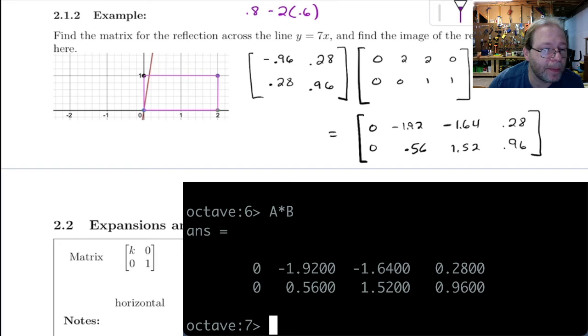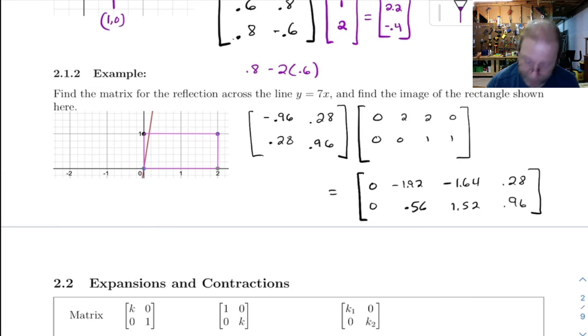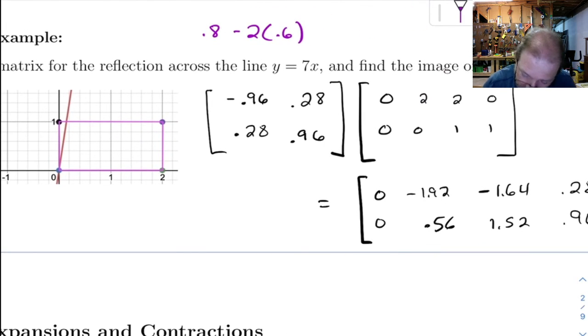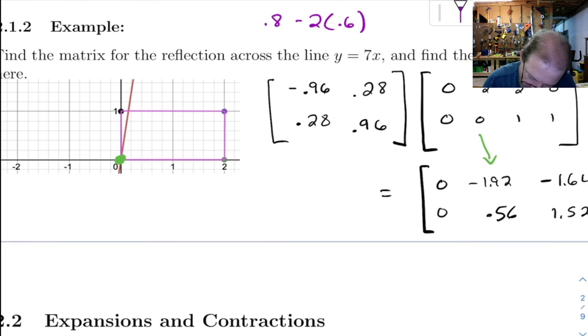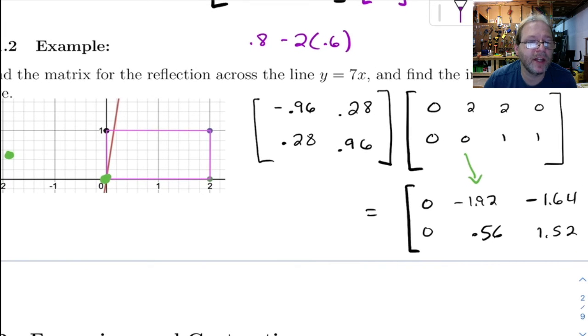All right, so let's graph them. I'll do all of them in bright green. 0, 0 maps to itself. 2, 0 maps to almost negative 2, and then a little more than a half, 0.56, so let's just say it's roughly there. Then 2, 1 maps to negative 1.64.